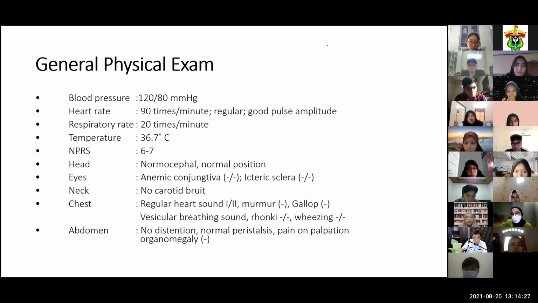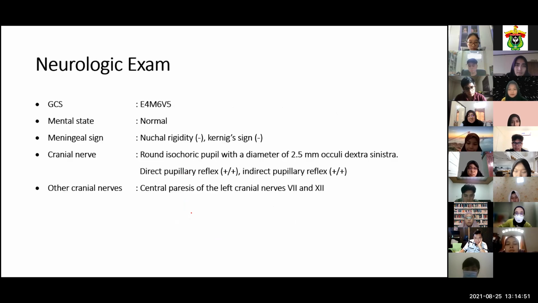Anyone else? Maybe Alia, what can you tell about this physical exam? Do you think this is normal or it's not? Based on the general physical exam result, it's normal, doc, but we have to do some neurological exam also. Okay, fantastic. So that's right. There is no abnormalities in the general exam. But let's have a look at the neurological exam.